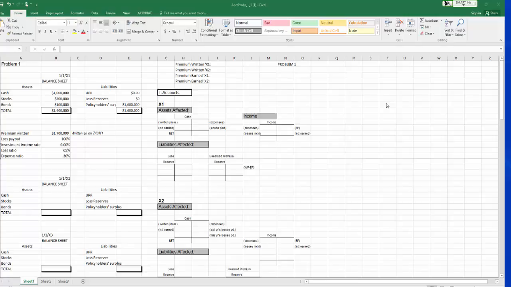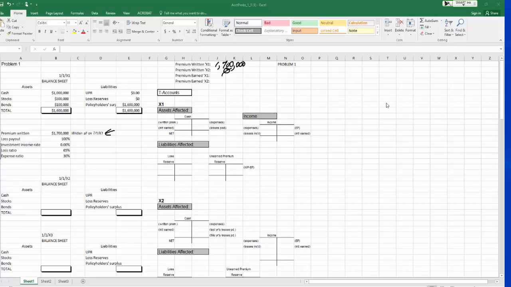So let's go ahead and fill in our premiums written and earned for years 1 and 2. Since we have a premium written of $1.7 million, and it's written all on 7/1/X1 or July 1st, we're going to write $1,700,000. In a later problem, you can have premium written in X1 and X2. But in this case, premium written for X2 is 0 because all of our premium is written in the first year. But when premium is written on 7/1/X1 and we assume 1-year policies, half of that premium will actually be earned in the second year.